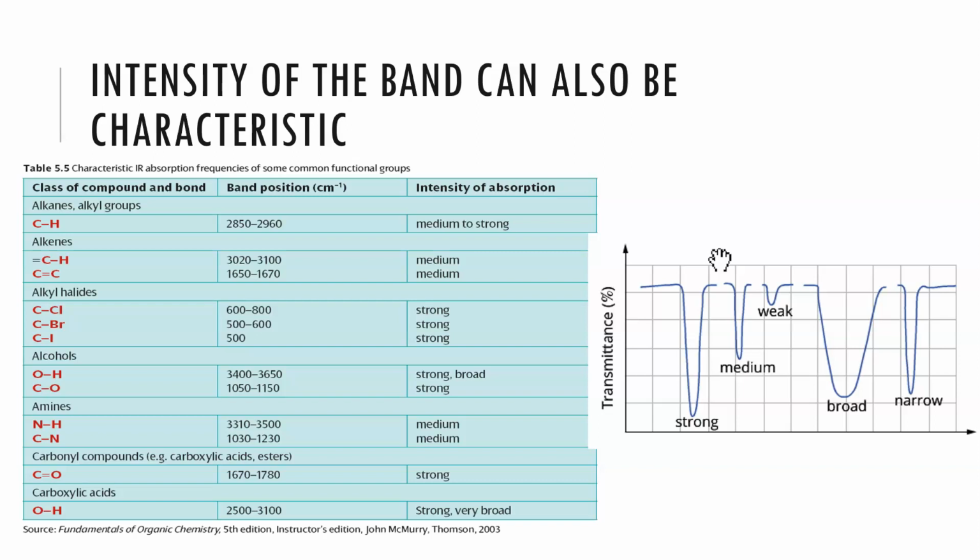The intensity of the band can also be characteristic. You can see here that this is labeled as a strong absorbance, medium and weak, so how far it comes down from the top towards the bottom of the plot, and then broad versus narrow. These are guidelines only, but they help us to be able to recognize the patterns as we put the pieces of the puzzle together.